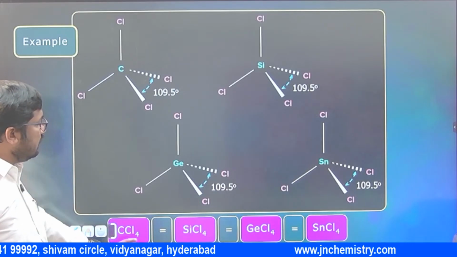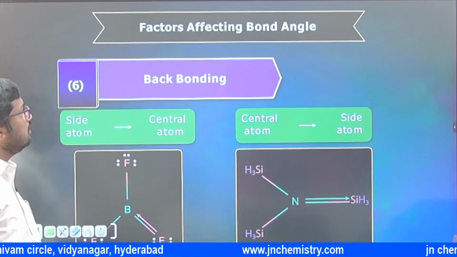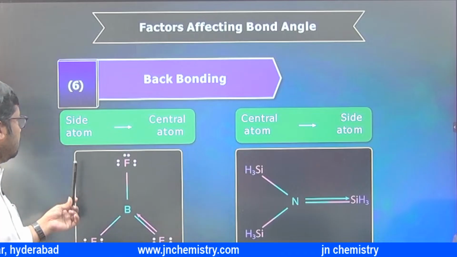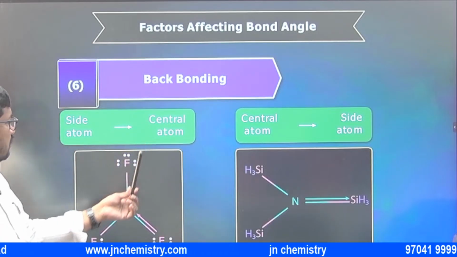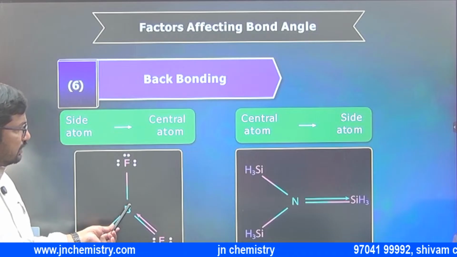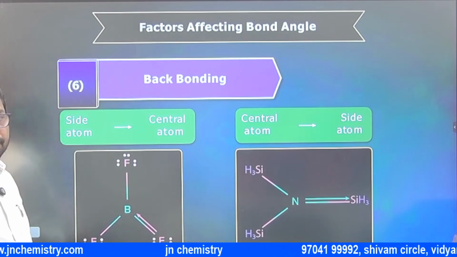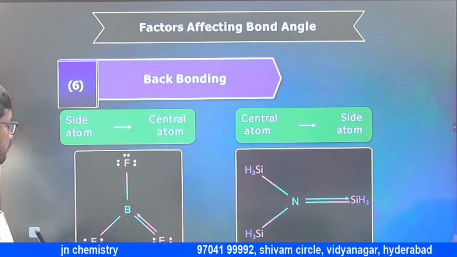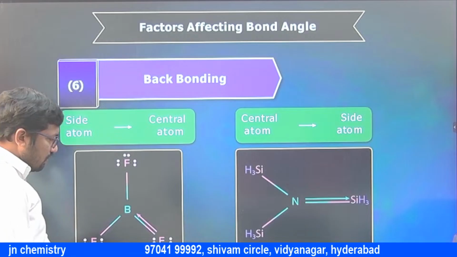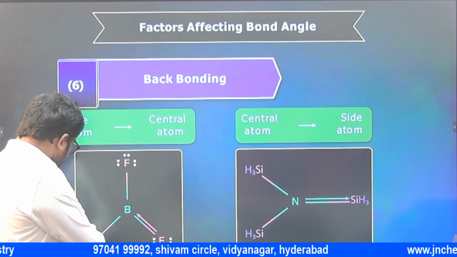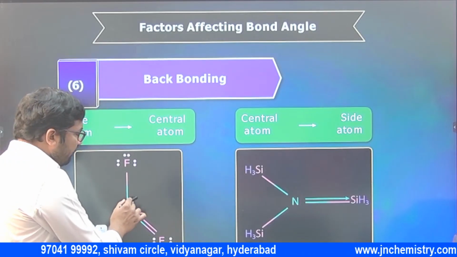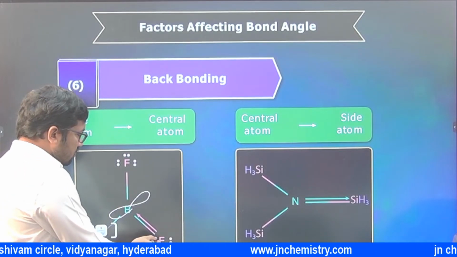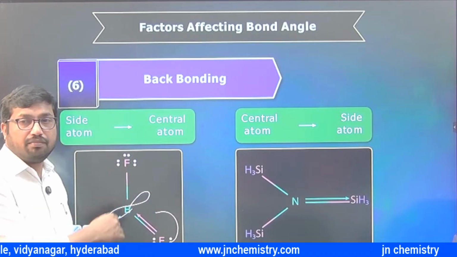Done? Next, back bonding is also one of the important points, from the side atom to the central atom. In this case back bonding is there. Write it down, back bonding. Fluorine has a lone pair, and boron has a vacant p orbital. Boron has a vacant p orbital, yes or no? Yes, so back bonding is possible here.